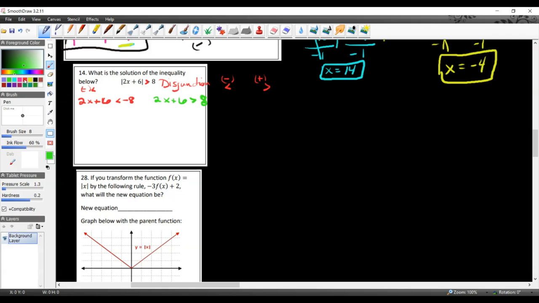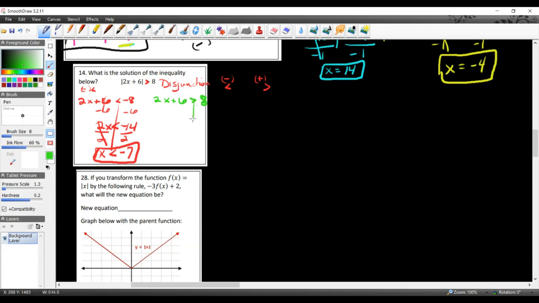Okay, so we're going to solve. Just like we did before, we're going to subtract 6 from both sides. So 2x is less than negative 8 minus 6, same sign, so we add them, it's 14. Keep it negative, and then divide both sides by 2 to get that x by itself. So x is less than negative 14 divided by 2 is negative 7. So there is our first answer.